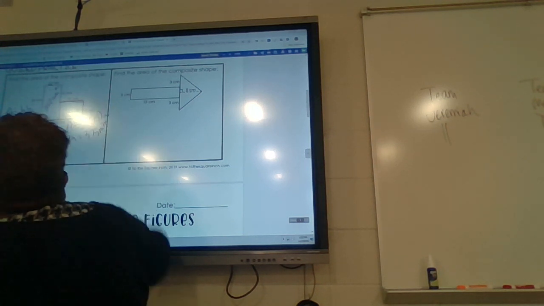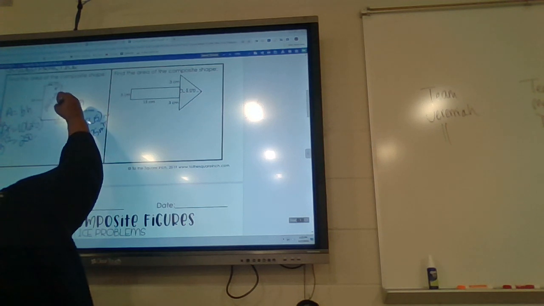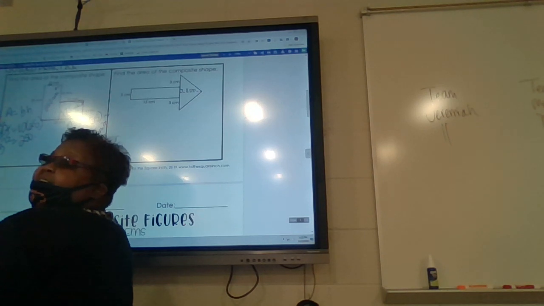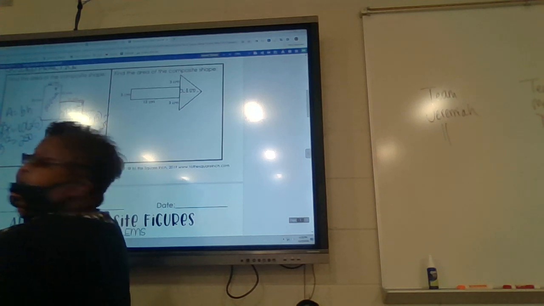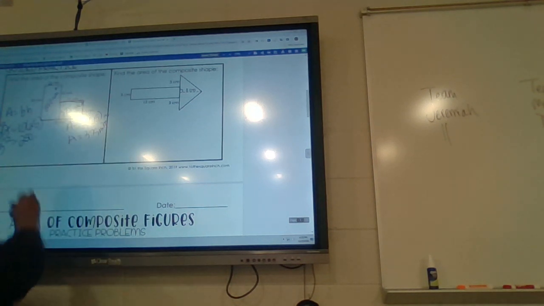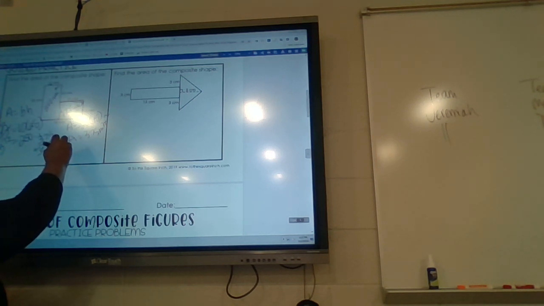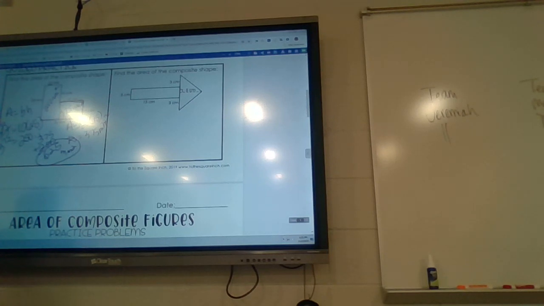Now what's my last step? Add them together. So now we're going to add 250 plus 375. That's what composite is. You're putting two things together. So I'm going to add 375 plus 250, which is 625 millimeters squared. And if you have a bunch of scribble scrabble on your paper like I have up here, circle your answer so I can figure out what it is.